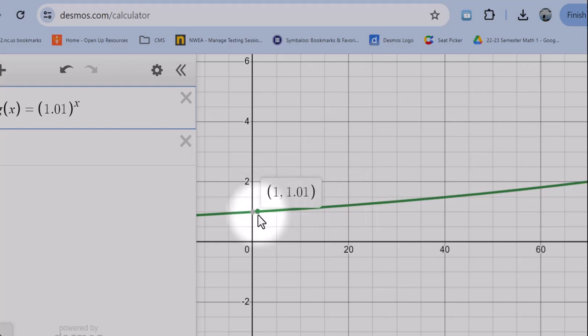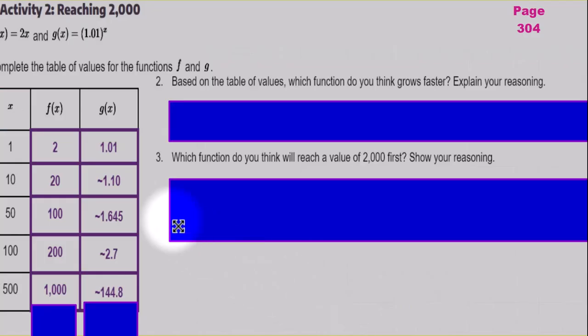So 1 would be 1.01. Keep going up to 10. 10 would be about 1.11 if you round it to the nearest hundredth, or 1.105. 20 is 1.22. I forget what we're going here.